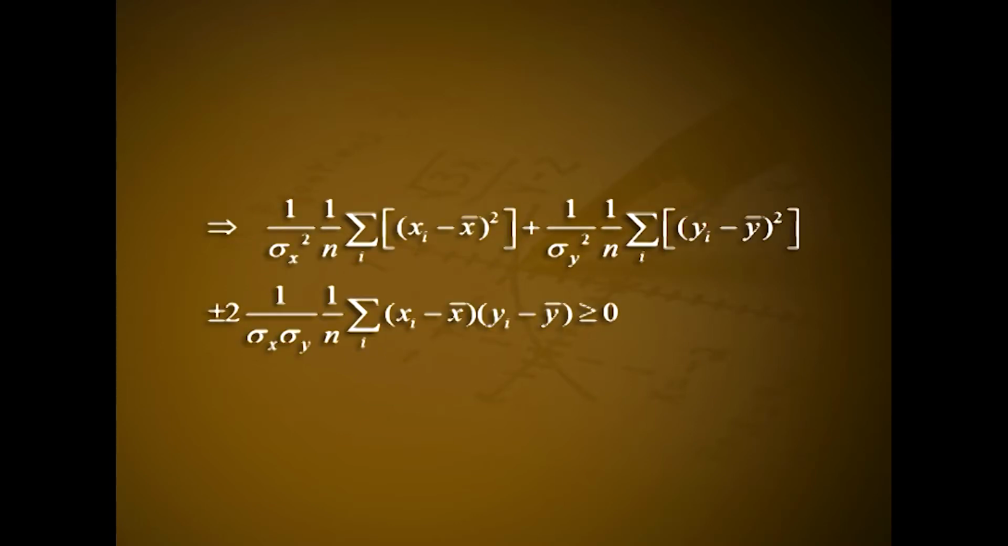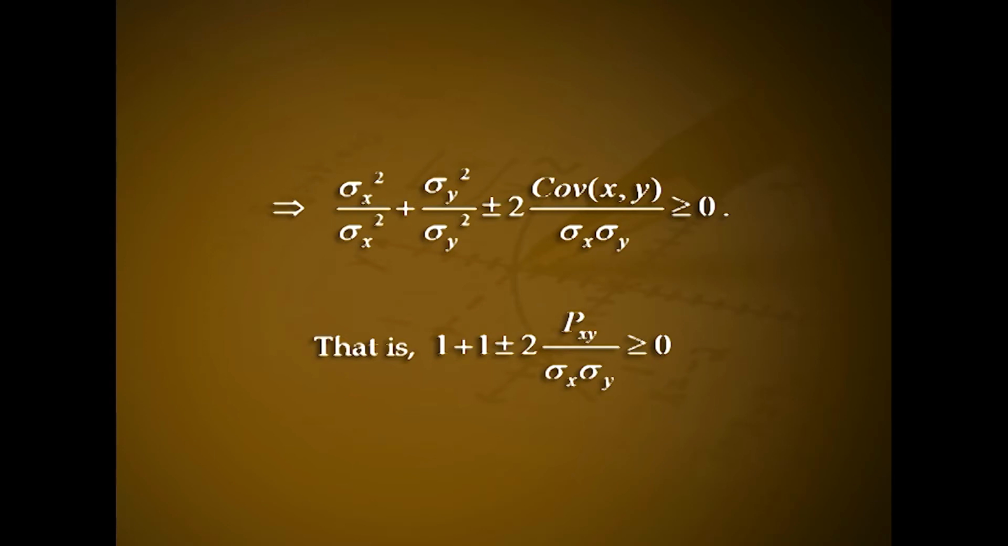This implies 1 divided by sigma square x into 1 by n summation over i (xi minus x bar) whole square plus 1 by sigma square y into 1 by n summation over i (yi minus y bar) whole square plus or minus 2 times 1 by sigma x sigma y into 1 by n summation over i (xi minus x bar) into (yi minus y bar) greater than or equal to 0. This gives sigma square x divided by sigma square x plus sigma square y divided by sigma square y plus or minus 2 times covariance of xy divided by sigma x into sigma y greater than or equal to 0.